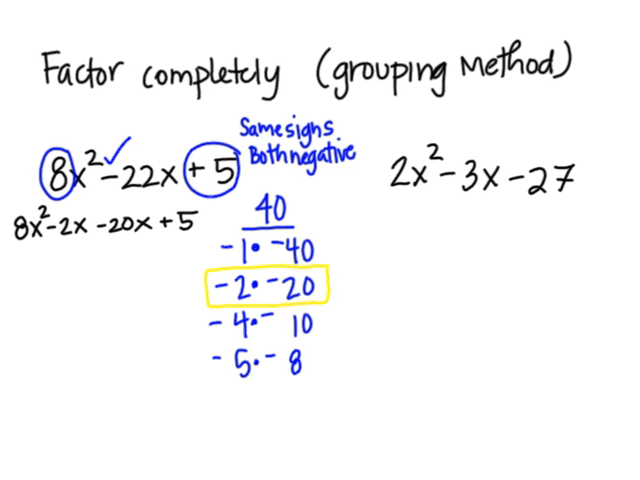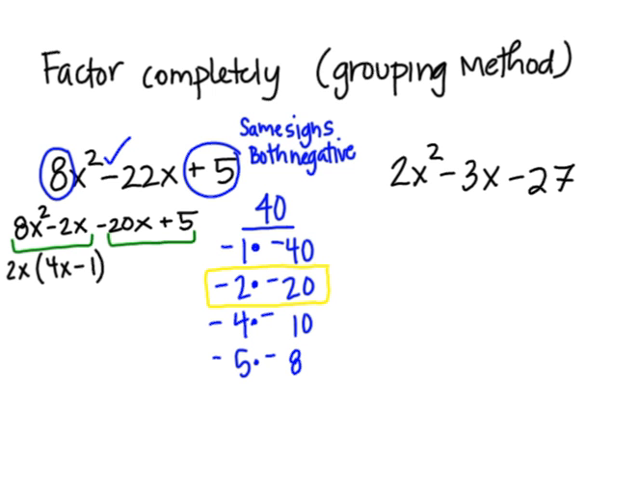Okay, now it's just like grouping that we did in earlier sections. So I'm going to group my first two, and I'm going to group my second two. In the first two, they have a 2 in common and an x. So I'm going to factor that out, and that leaves me with 4x minus, I take out the entire 2x, which means I need to hold the place with a 1.